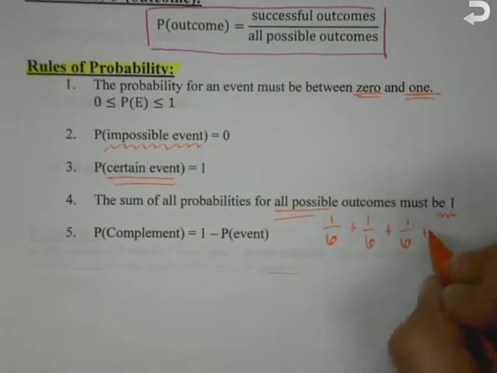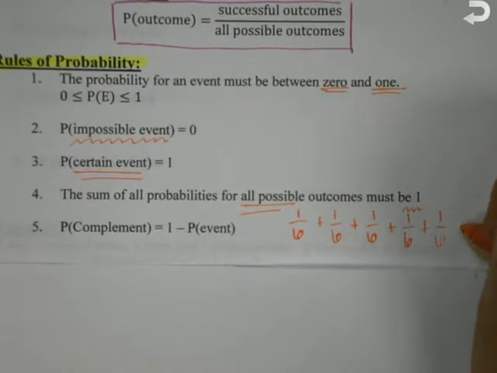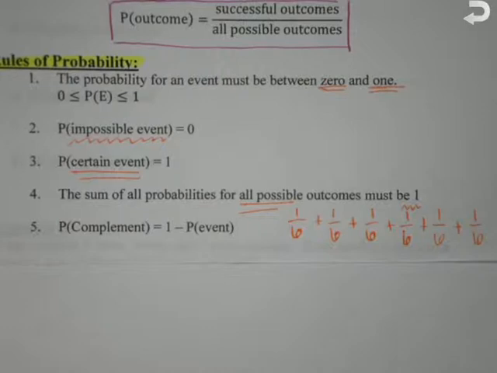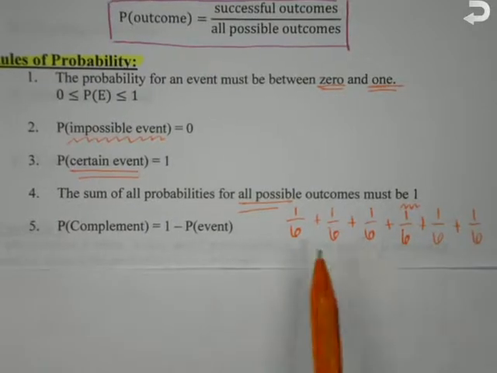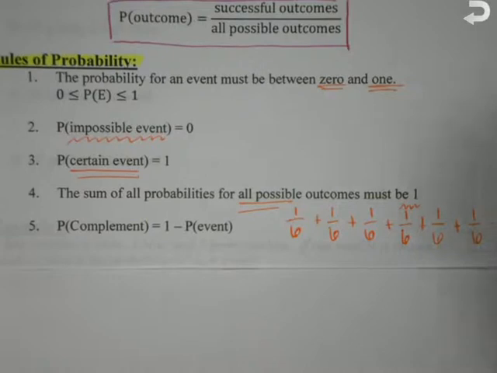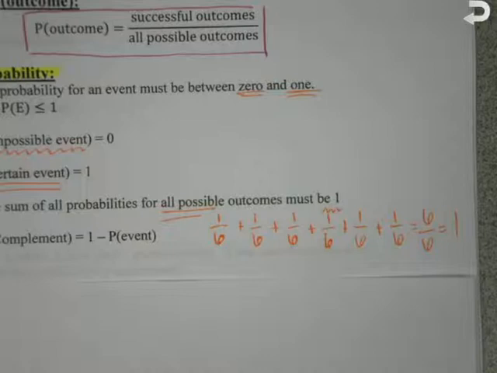A 4 is 1 out of 6. Probability of rolling a 5 is 1 out of 6. And the probability of rolling a 6 is 1 out of 6. Are those all possible outcomes on a dice? If I added all of these 1 sixths together, what would I get? 6 over 6, which reduces to 1. So if you take all possible probabilities for a certain event and add them up, it should always add up to 1. Okay?